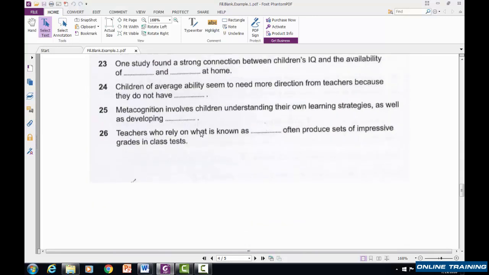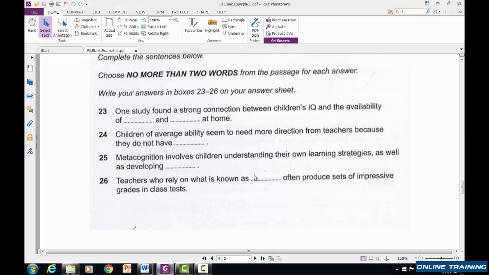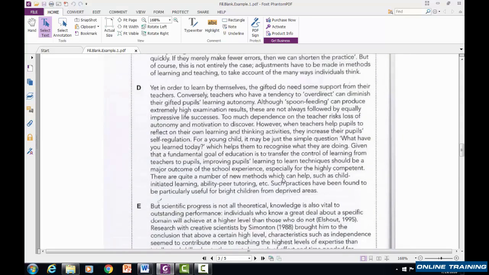All right, look back at the question. The answer is spoon feeding, because it says here "can often produce sets of impressive grades." So what can produce? Like I said, the language will connect to what's before or after the blank line. So whatever this is will produce sets of impressive grades in class. When we look here, it says spoon feeding can produce extremely high examination results. So our correct answer is spoon feeding. Spoon feeding is what will produce those results.